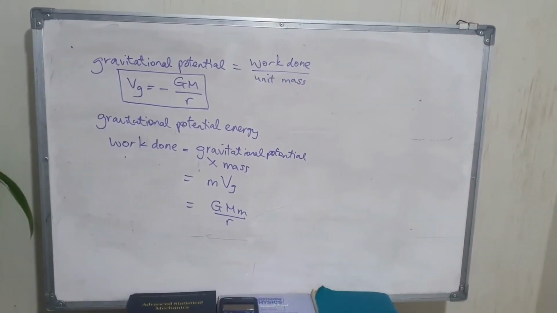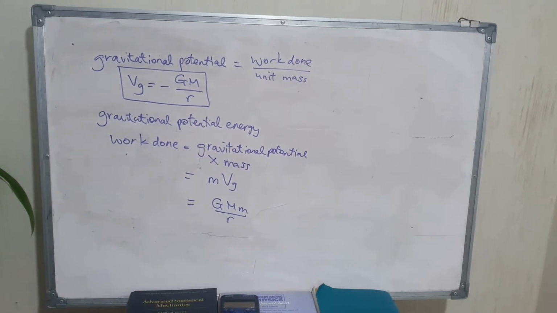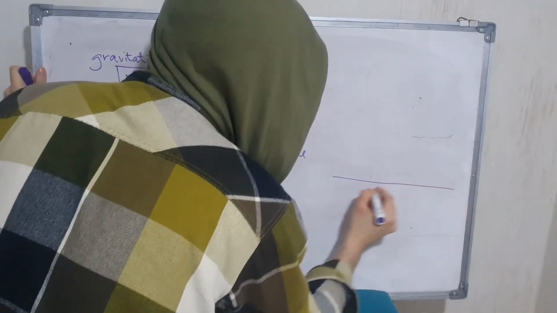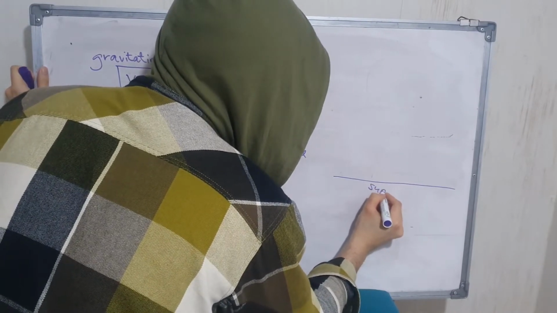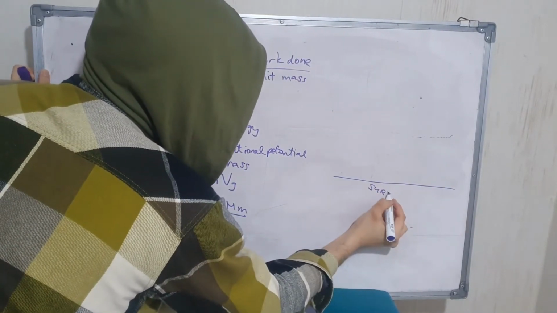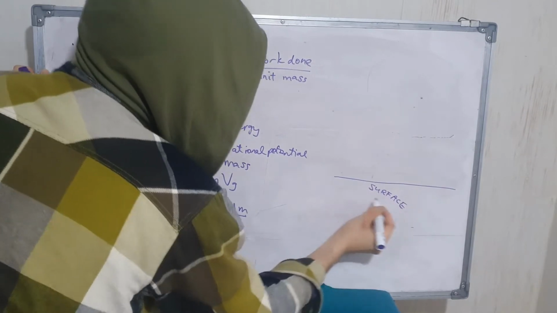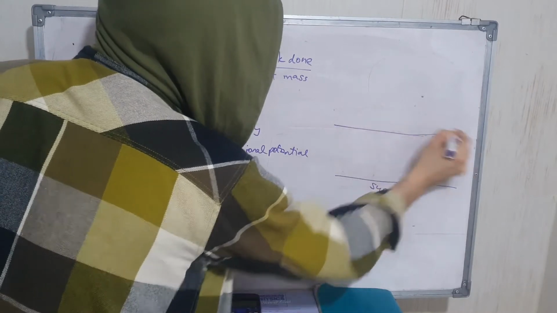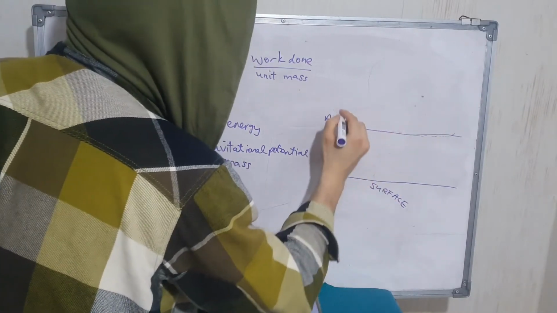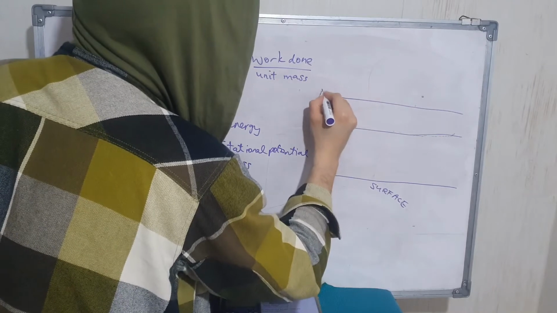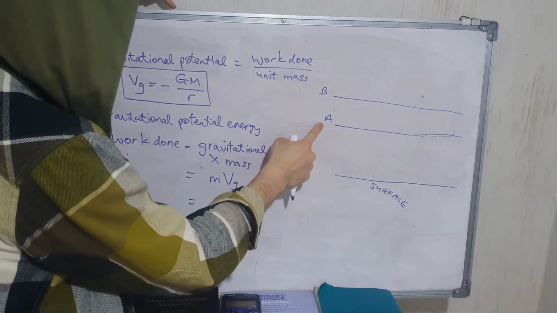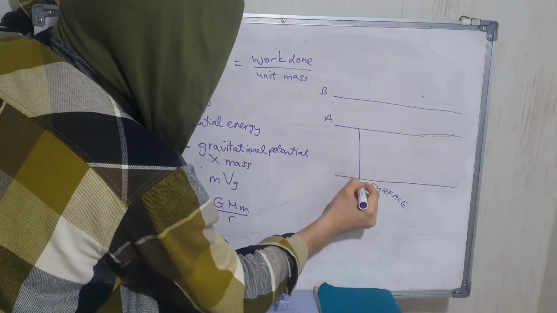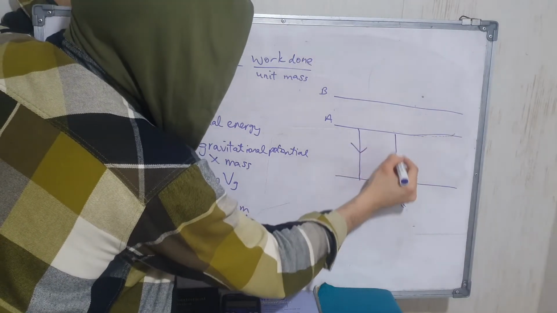Okay, so let's draw a diagram and see what we mean. Suppose that this line is the surface, the ground. Here, let's say this is horizontal line A, and this is another horizontal line B. Assuming they are parallel, these are the field lines.